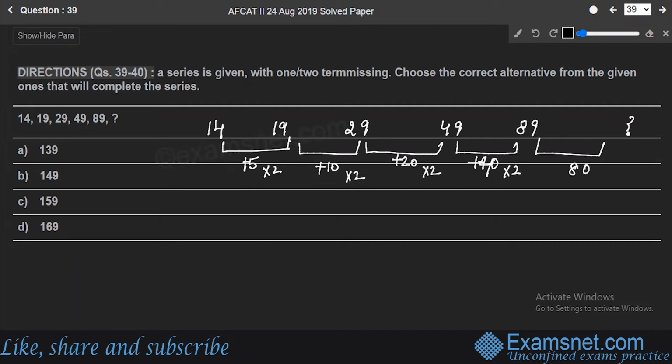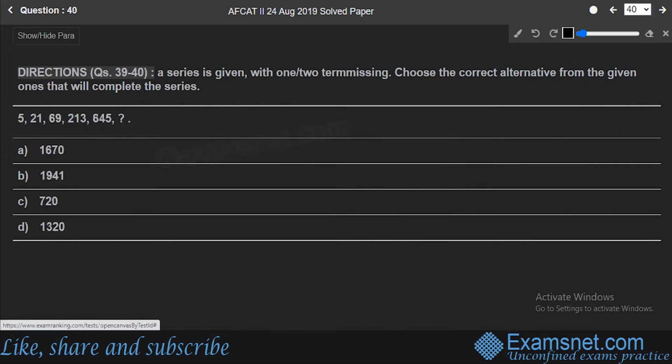So looking at this one, 89 plus 80 will be 169, which is option D. So that means option D is the correct answer for this question. Hope clear? Let's move to the next one. So now you have to find out what will come in this series.